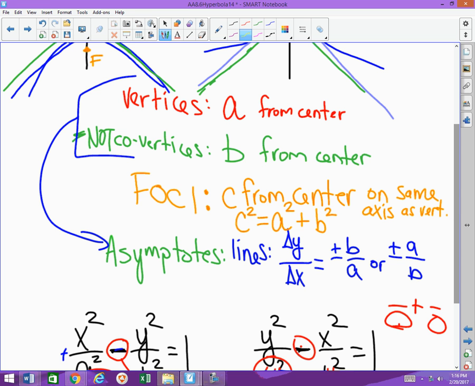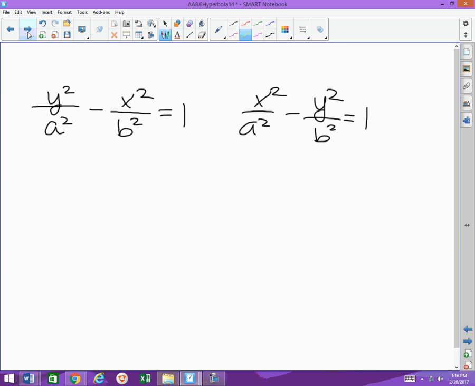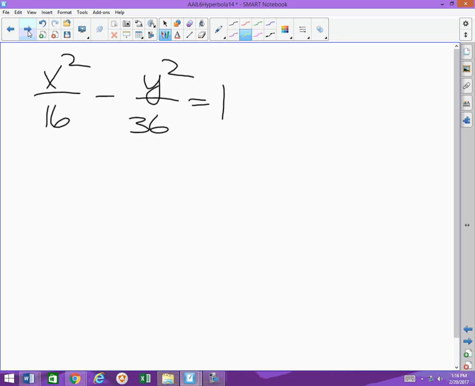So in order to find C, you have to take A squared and B squared, and then take the square root of it. And those are all the things you need to know about a hyperbola. So let's look at an example. There we have our two equations again. So here we have x squared over 16 minus y squared over 36.